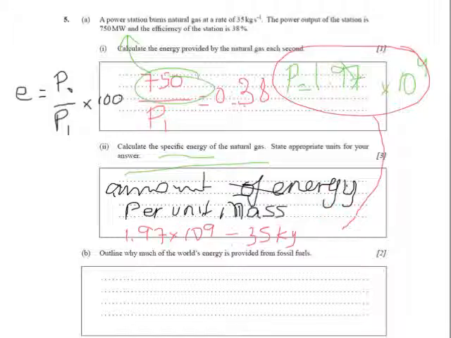So what is the energy that's coming up per second? 1.97 times 10 to the 9. What's the mass? 35 kilograms. So it's 1.97 times 10 to the 9 divided by 35, which gives us 56 megajoules per kilogram. 56 megajoules per kilogram.